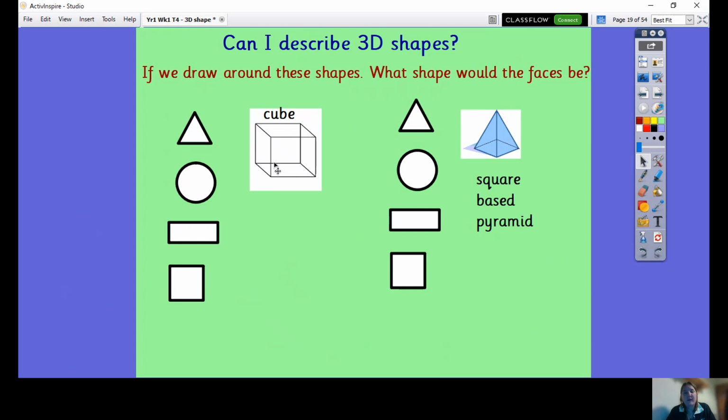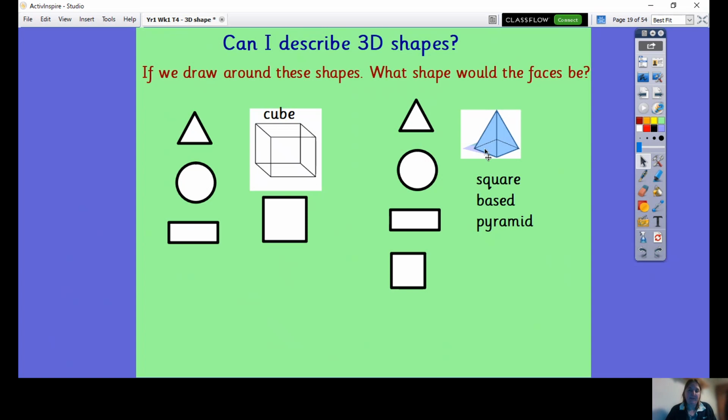So if we drew around these shapes, what shape would the faces be? So if I put my cube down and drew around it, what shape would it make? Would it be a triangle? Would it be a circle? Would it be a rectangle? Or would it be a square? So if I drew around my cube, it would make a square shape.